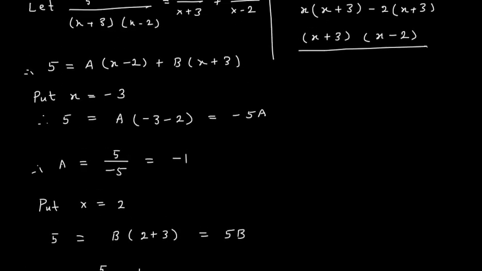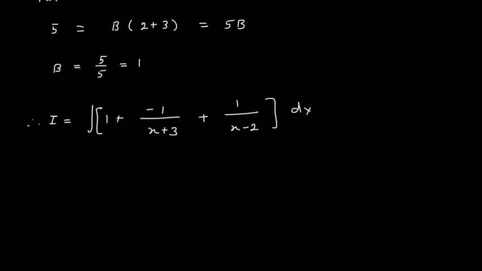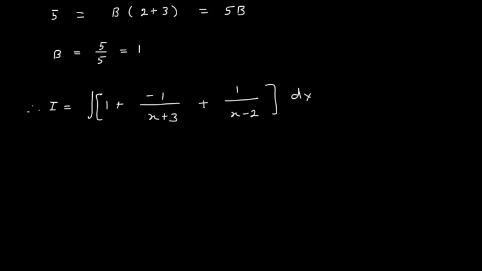Okay. So what I have done, I have replaced this 5 upon (x plus 3)(x minus 2) by a upon x plus 3 plus b upon x minus 2, and this is what I am getting. This is my I. Now easily I can integrate. The integration of 1 is x, minus here it is log of x plus 3, plus here it is log of x minus 2. Obviously you can use this mod sign to indicate that the values inside log are positive, and plus c.